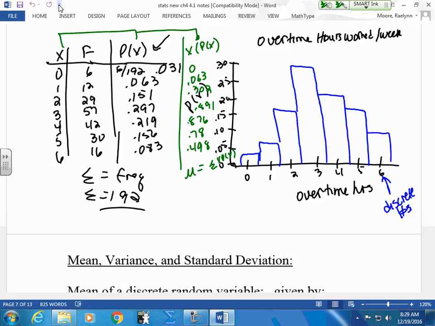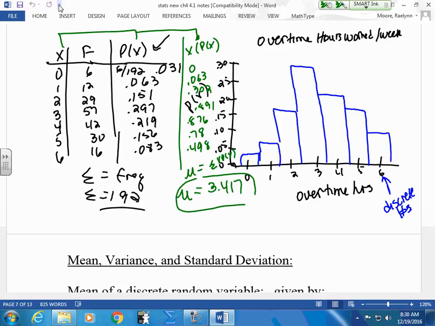Tell me what you get for the mean. Just add them all down, all the ones in green, the x times the p of x. We're doing this with the table that we just made, so this way it makes sense for you. Anybody get the total? I just want to make sure mine's right. 3.1, 3.417.